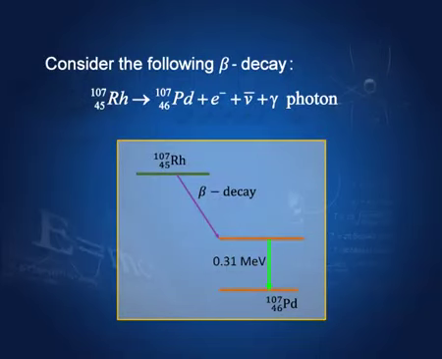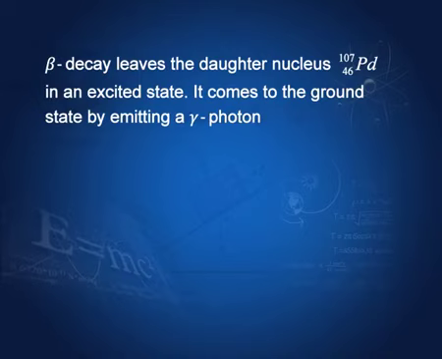Here we have the example of rhodium 107. This emits a beta particle; it is called beta decay. It emits an electron and leaves the daughter nucleus in an excited state. The daughter nucleus is Pd, and this is rhodium, and the emission of this particle leaves this nucleus in the excited state, and then it goes down to the ground state by emitting a gamma ray of energy 0.31 MeV. Beta decay leaves the daughter nucleus in an excited state. It comes down to the ground state by emitting a gamma photon.